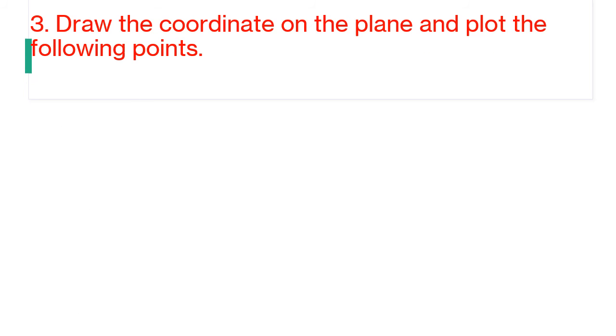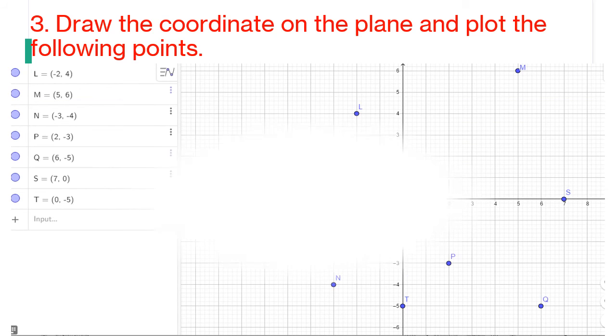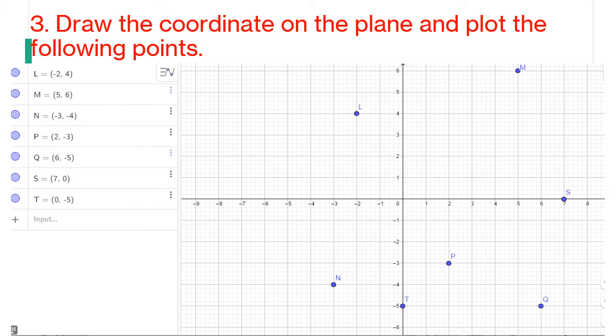Draw the coordinates on the plane and plot the following points. So there are certain points given to you and you are supposed to draw it on the graph paper. So you are going to do it in your graph book now. So the first thing that you are going to do is you are going to draw the x and y axis as I have drawn in the figure.